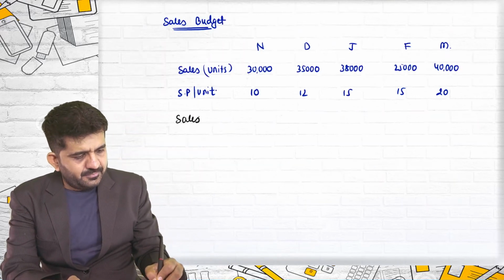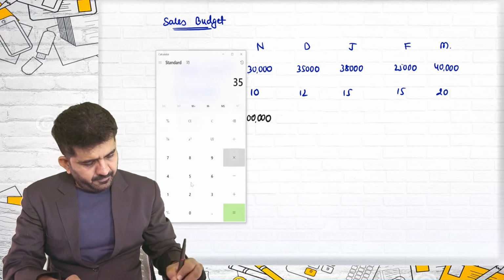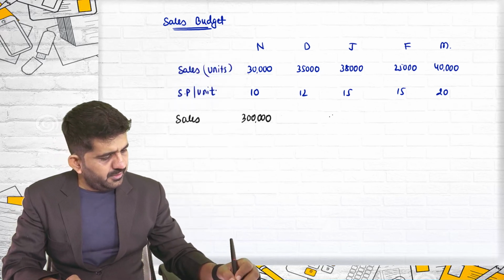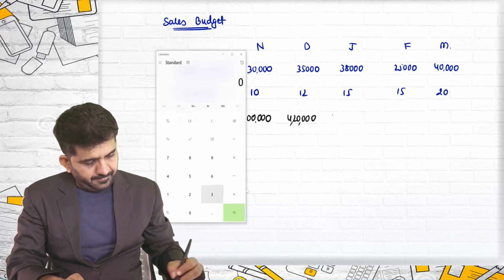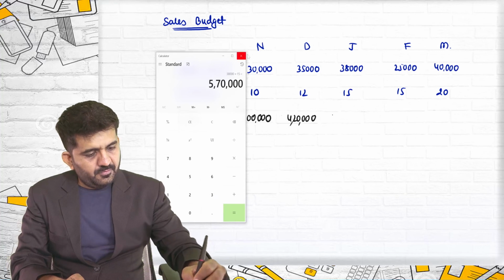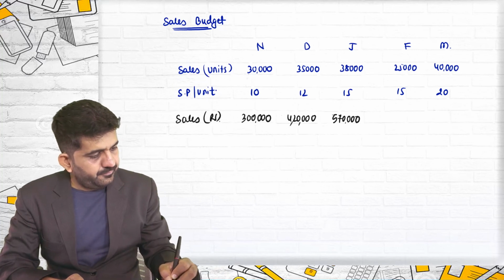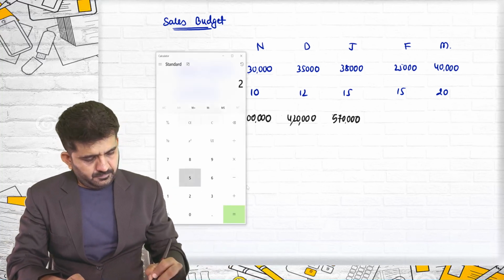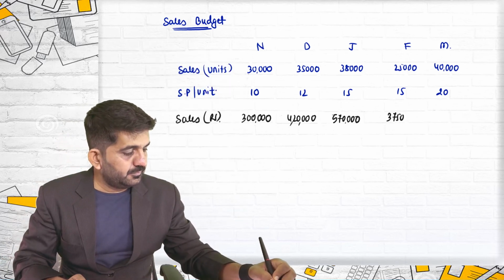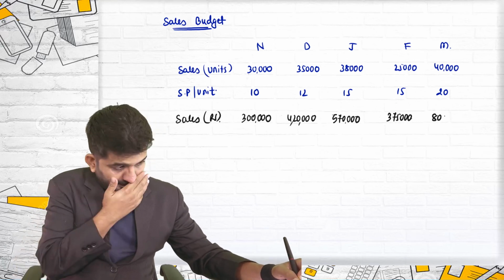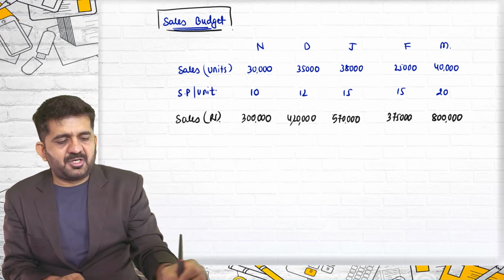What will be my sales? This will be 3 lakhs. This will be 420. This will be 5,70,000 in rupees, right? This will be 3,75,000. This will be 8 lakhs. And this is nothing but my sales budget.